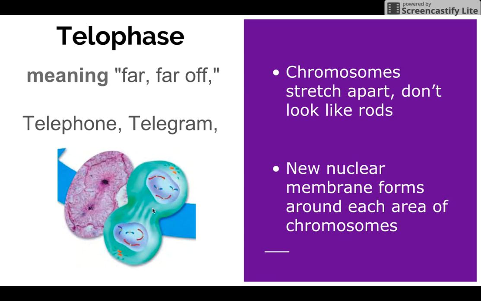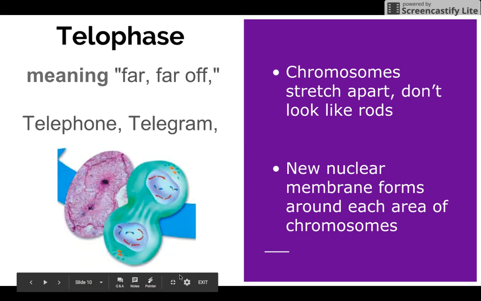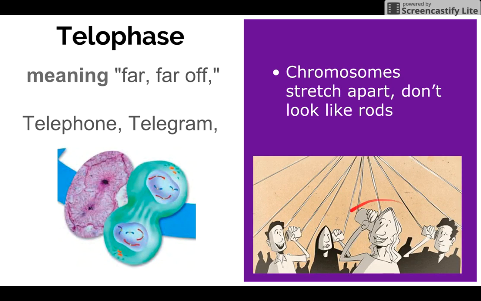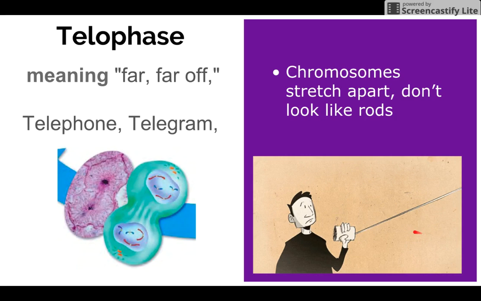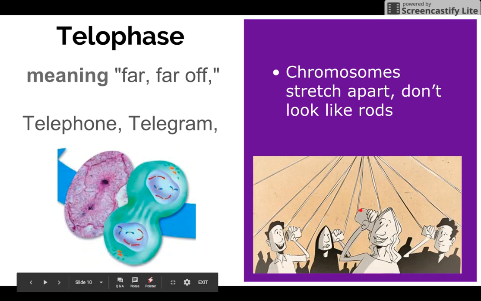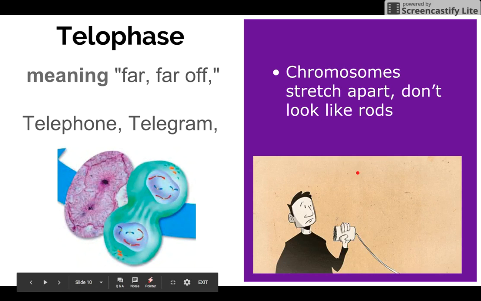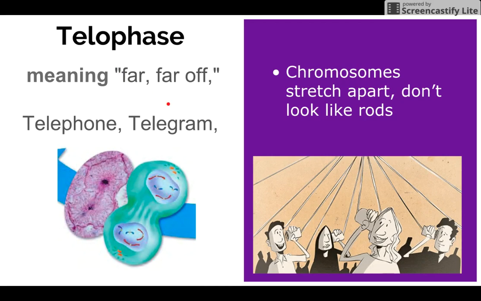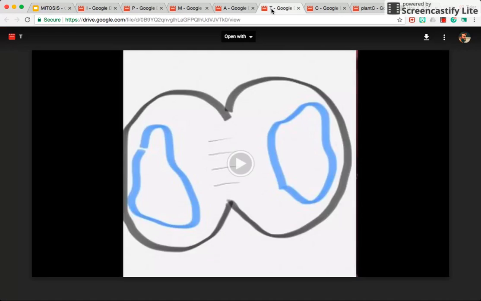The chromosomes are stretching apart. They don't look like rods anymore. They're going to start forming the nuclear membrane. That is the big part I want you to know, is that there's a new nuclear membrane formed around each area. So circle, highlight that. That will be on the test. Hint, hint, wink, wink, nudge, nudge. So you can draw a picture of a phone. I did some people doing phone stuff with those cans and the string, which kind of works if you've ever tried it.